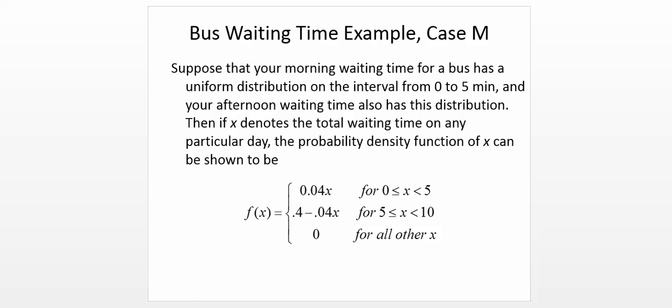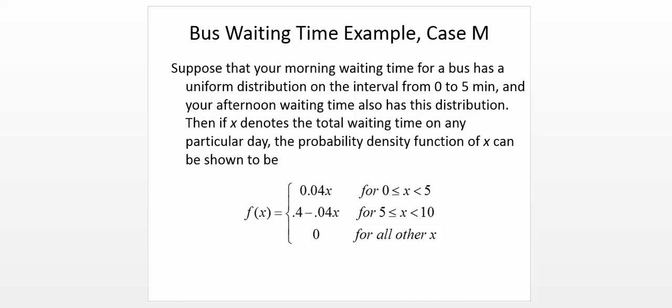Here we're looking at a PDF that's two linear functions, one in the range of 0 to 5. This gives us the waiting time in minutes, waiting for a bus. The first part is a linear function between 0 and 5. The second part is a different linear function between 5 and 10. And if we're not in this range of 0 to 10 minutes, then the PDF is equal to 0 at all other x.